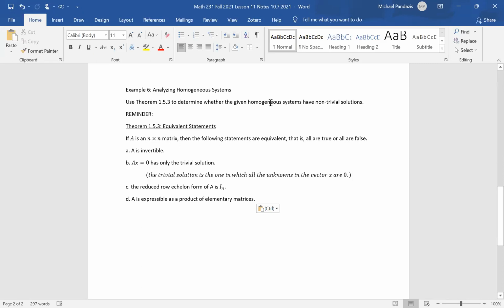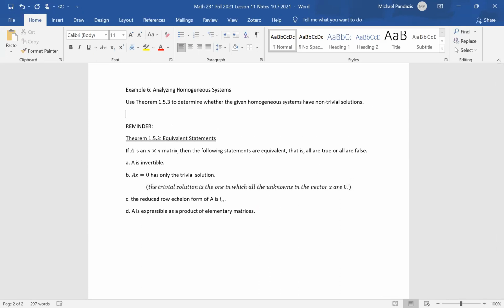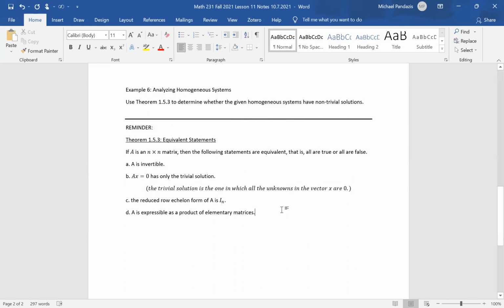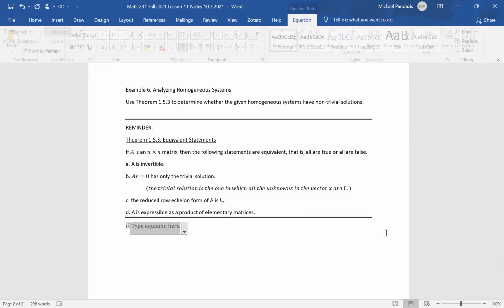So we want to determine whether the given homogeneous systems have non-trivial solutions. In between those lines is just theorem 1.5.3. The part A here I'm referring to is example 6. So for part A of example 6, we have this given system.